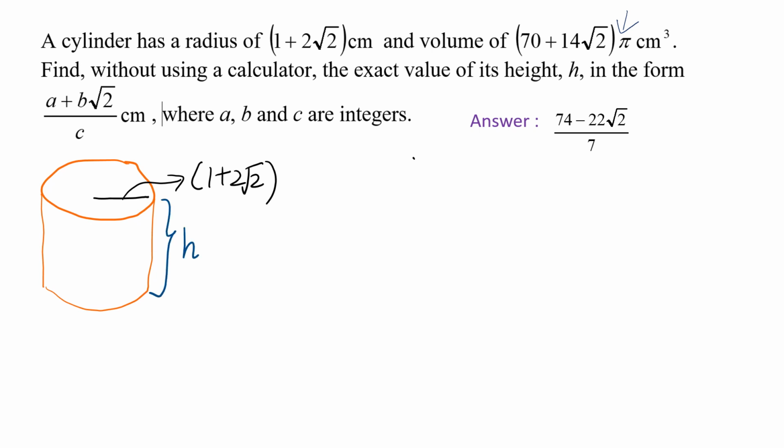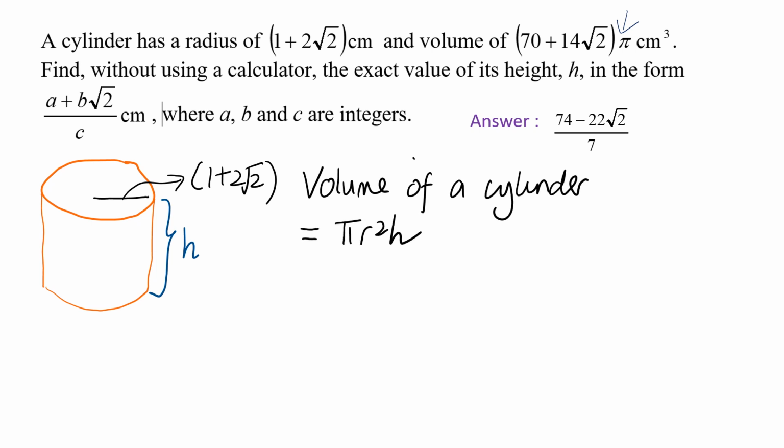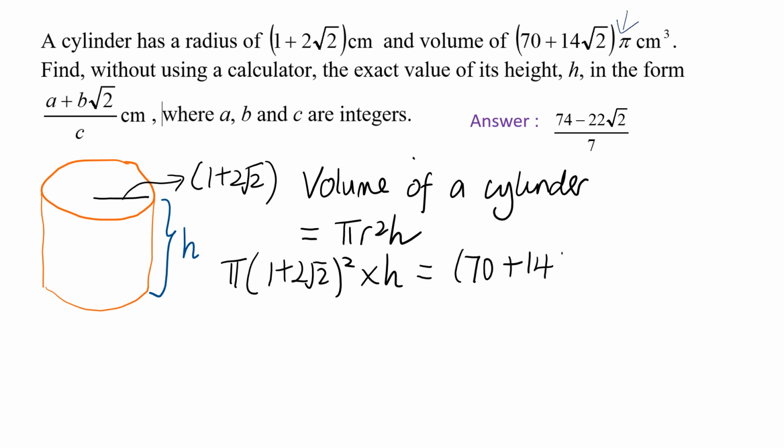Right, so we need to write down the formula to find the volume of a cylinder. By now, you should be able to remember that the formula to find the volume of a cylinder is pi r squared h. So pi, and then the r is just 1 plus 2 square root 2, squared, times the height, will give you the volume, which is given to be (70 plus 14 square root 2) pi. So this is the part that some students don't know what to do with.